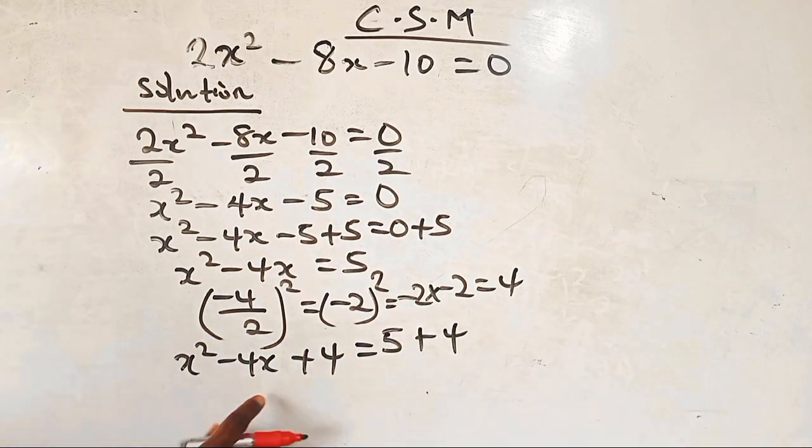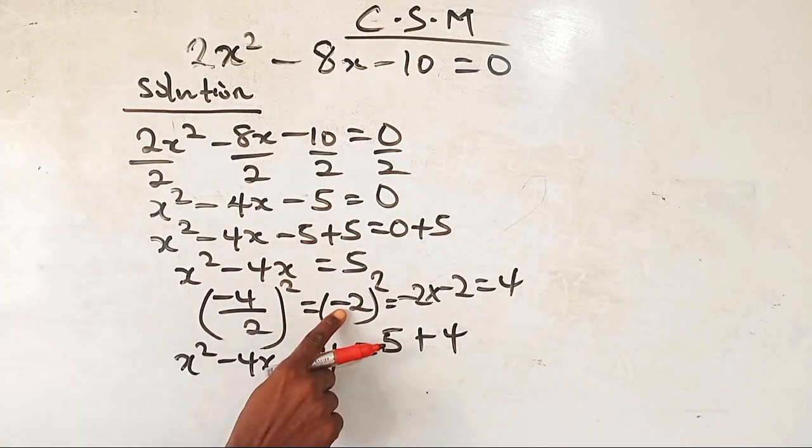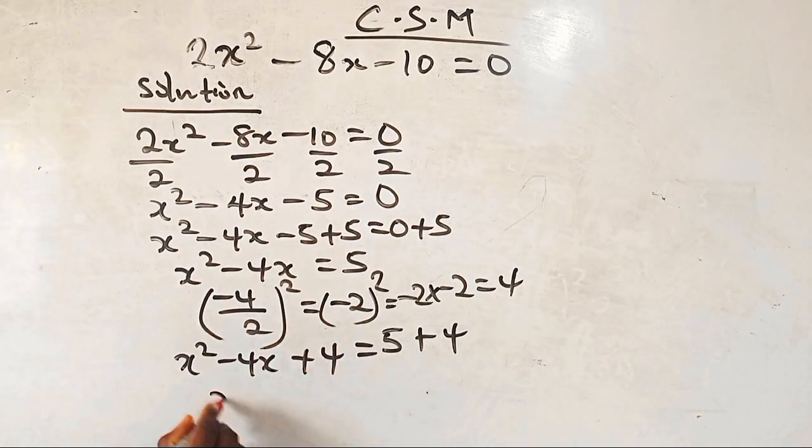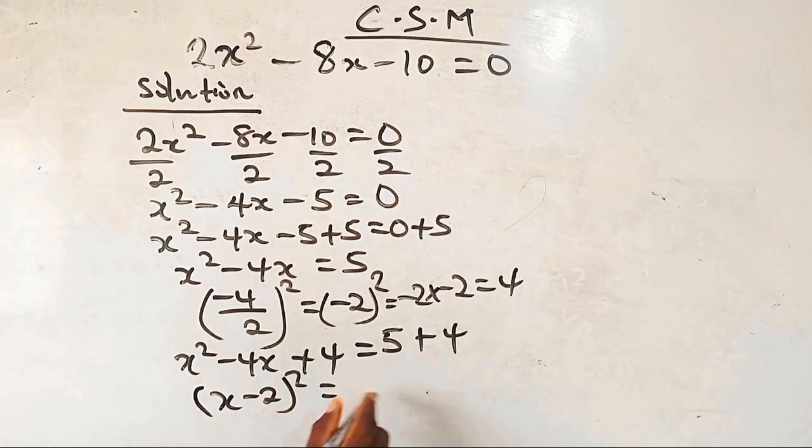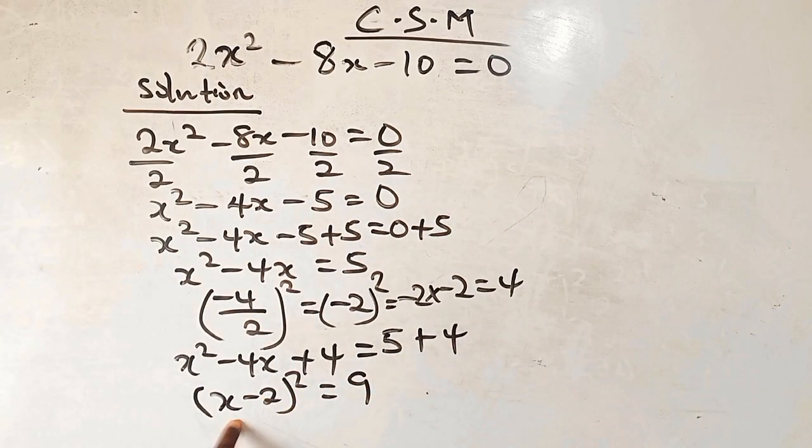From here, we write this in binomial form. Here we have minus 2, so we have x minus 2 squared equals 5 plus 4, which is 9. Since we have a square, we take the square root of both sides because of this square.